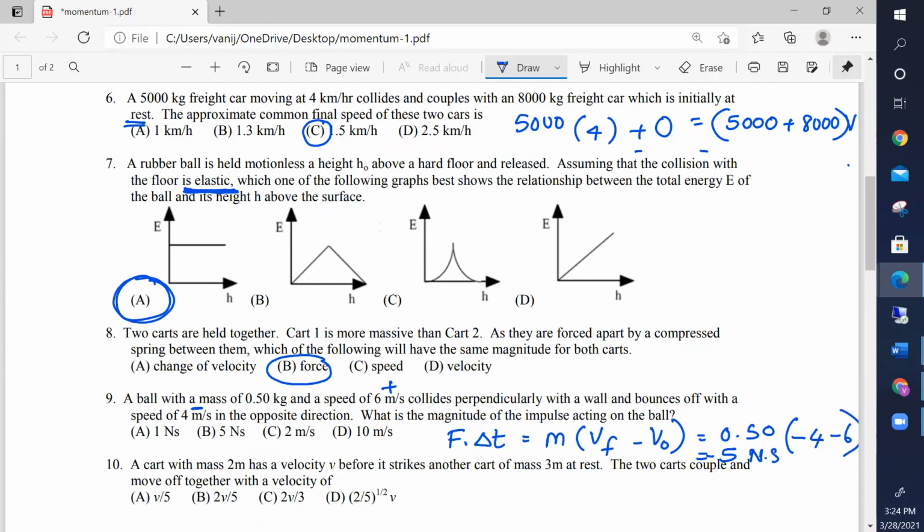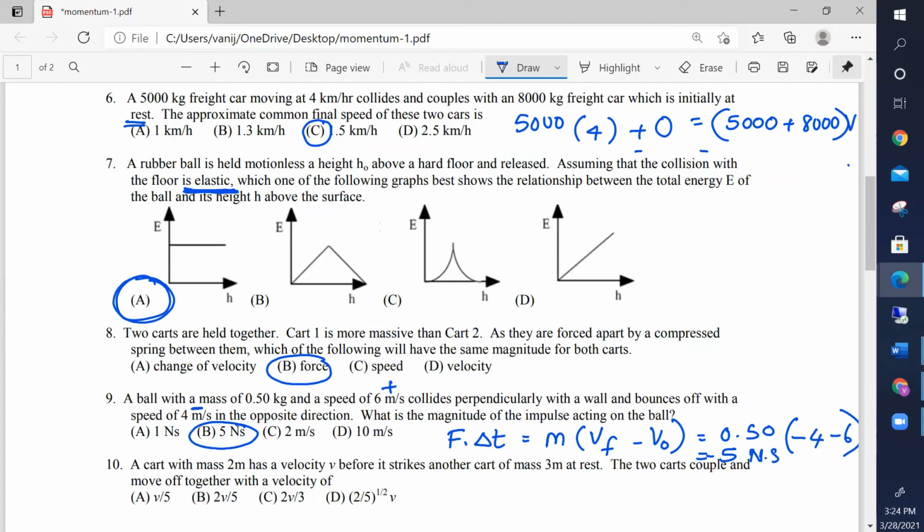But here we are looking for only magnitude, and since we are looking for magnitude, we don't have to worry about the negative sign, because that is simply saying that the impulse is acting in the opposite direction. So your answer is going to be B.